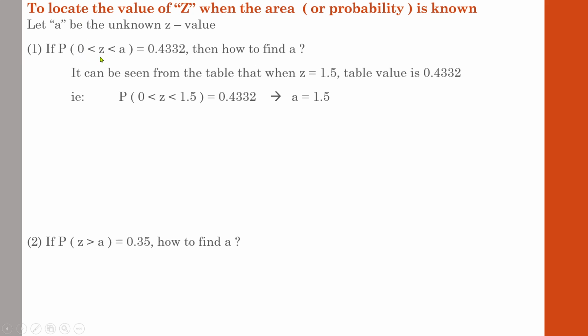If you refer to the previous pattern, you will be given a number value, and from the table you are directly finding the values, or the point where this value is obtained by intersecting 2 points, representing row as well as column. In this case, if P of Z greater than A equals 0.35, how to find A? Don't go directly to the table and look for 0.35, because there is one difference.